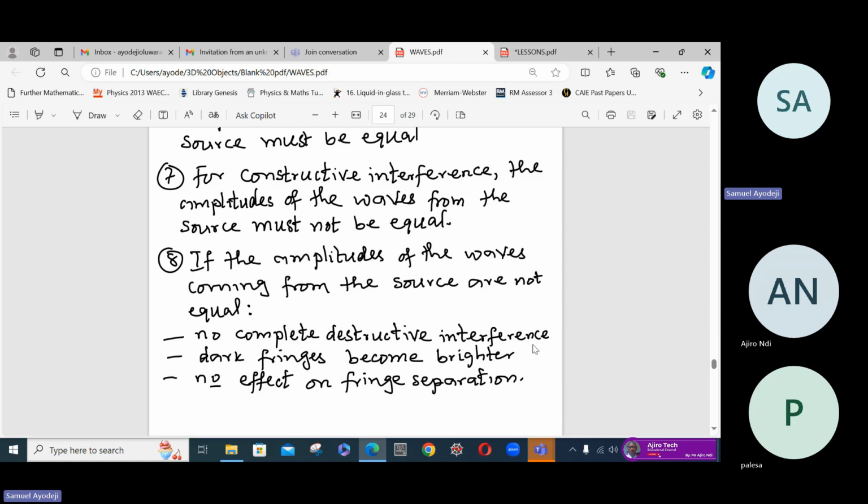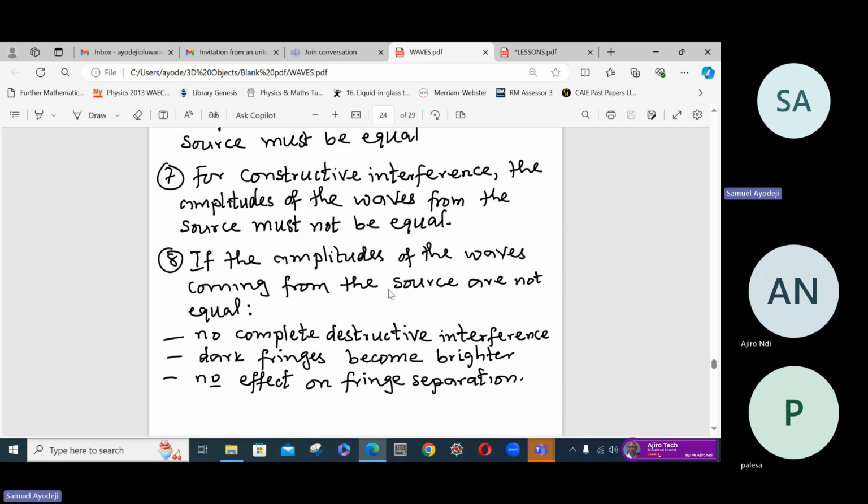Now, maybe the question says the amplitudes of the two are no longer equal, so state and explain the effects on the fringes. That's what the question used to be. So the amplitudes of the waves are no longer equal. State and explain the effects on the fringes formed. It carries 2 marks. When you state it, 1 mark. You explain, 1 mark. So you should first go back.